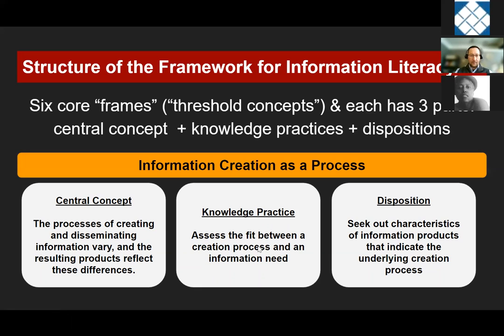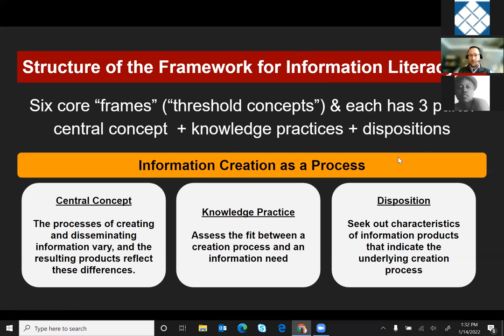So if you need a really basic understanding of a topic, Wikipedia might be a fine source to use. But if you're engaging in an academic discourse on a complex idea, you'd probably be better off with a scholarly journal. So they would assess the fit between the process and the need. Related to this, one of the dispositions under this frame is that somebody who's developed their information literacy would seek out the characteristics of the information product that indicate whether the process followed a good path or not. So they would understand the signals of what identifies something as following a specific process.